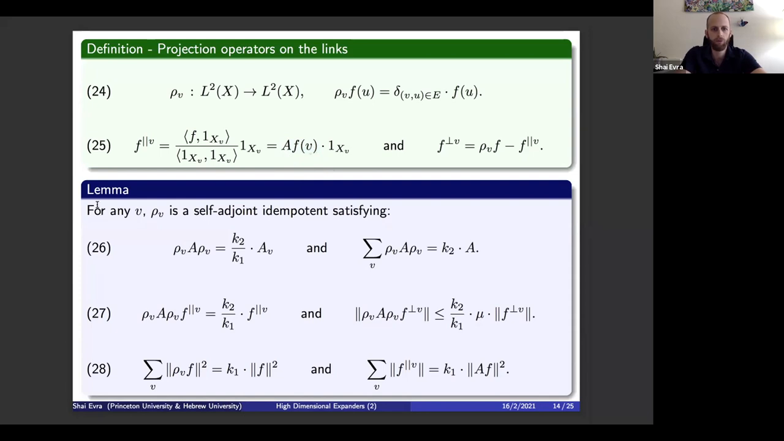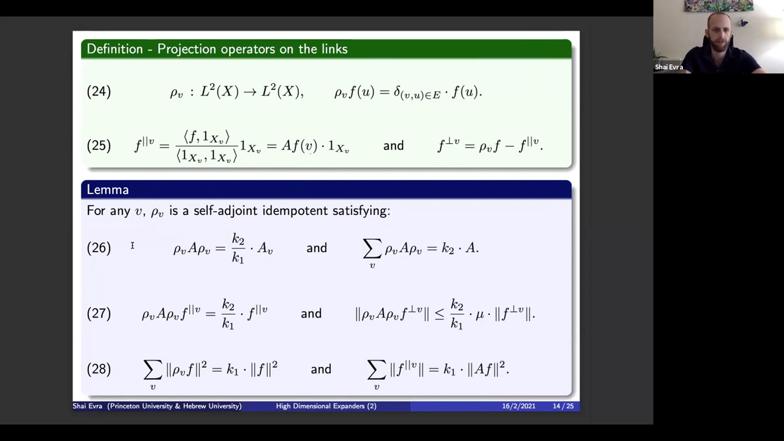And now I'm going to mention some lemmas. All of them have a simple one-line proof relating the adjacency operator with this projection, and there is really nothing deep here. You just need to verify it. I won't waste your time with the complete verification.